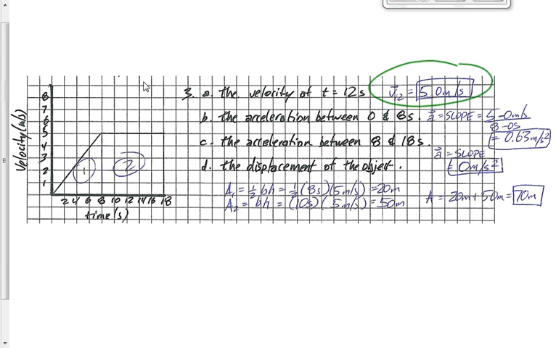Right. a is equal to delta v over delta t. Delta v would be 5 minus 0. Delta t would be 8 minus 0. So it would be the same thing as saying the rise over the run. We get the exact same answer, 0.63.